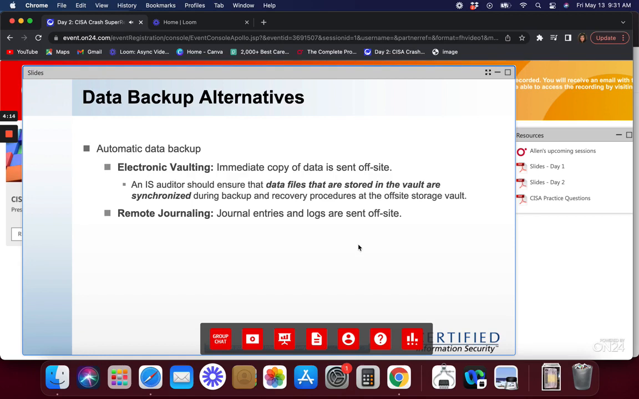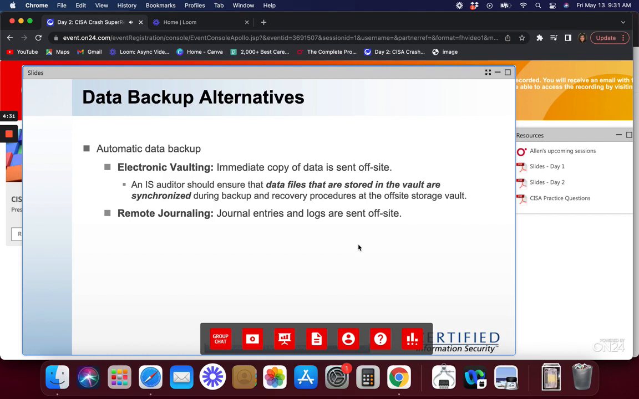This is just a hodgepodge of various concepts. They talk about electronic vaulting versus remote journaling. Electronic vaulting is where we have an entire copy of information that is immediately sent electronically to a remote site, maybe not foreign as in foreign country, but just external.